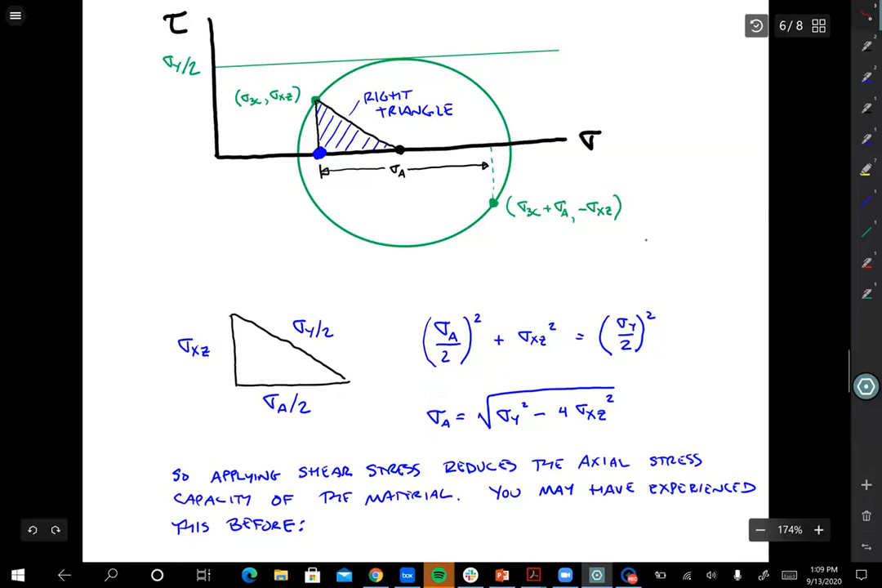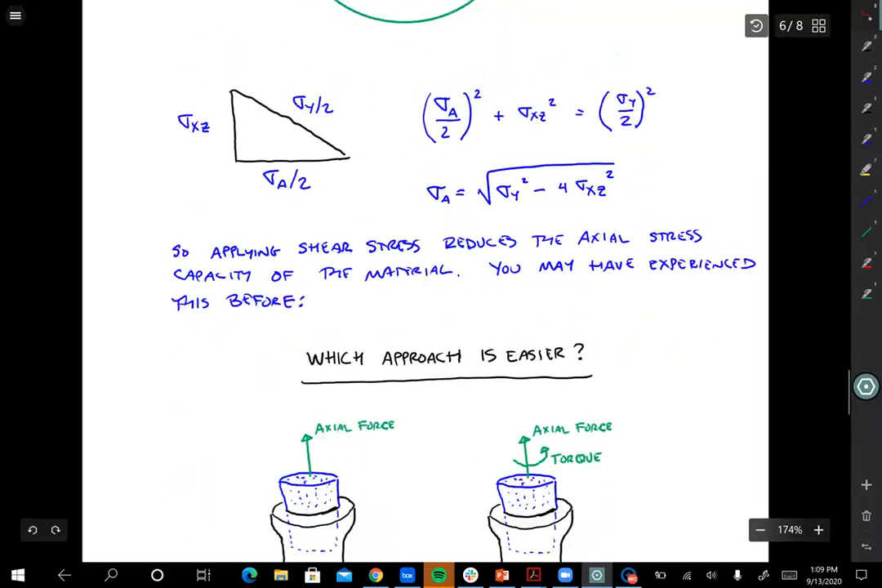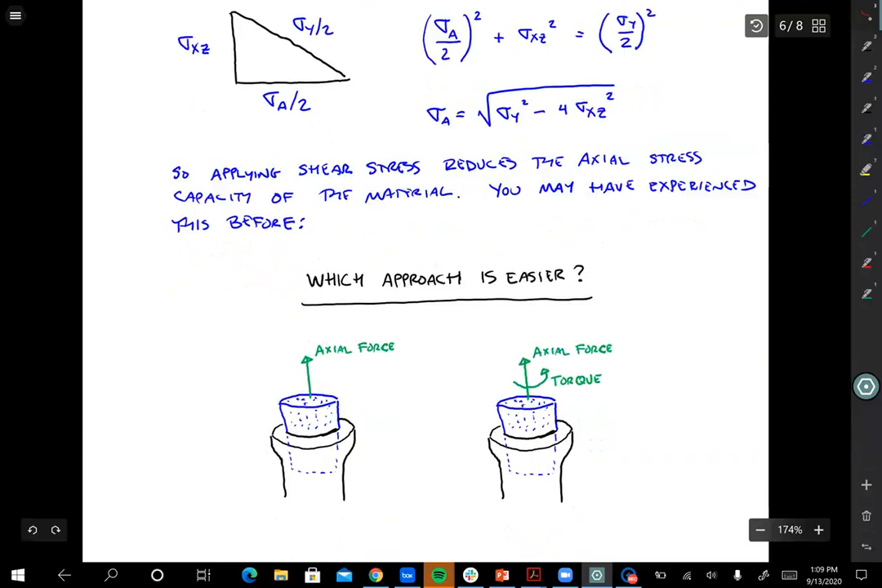So if sigma xz is 0, then sigma A is equal to sigma y. If sigma xz is greater than 0, even if it's negative, it could be positive or negative, it doesn't matter because you're squaring it, then sigma A is less than sigma y. So applying a shear stress reduces the axial stress capacity of the material. And I would argue that maybe you've experienced this before, right? I always like to tie these concepts into something physical that students can relate to.